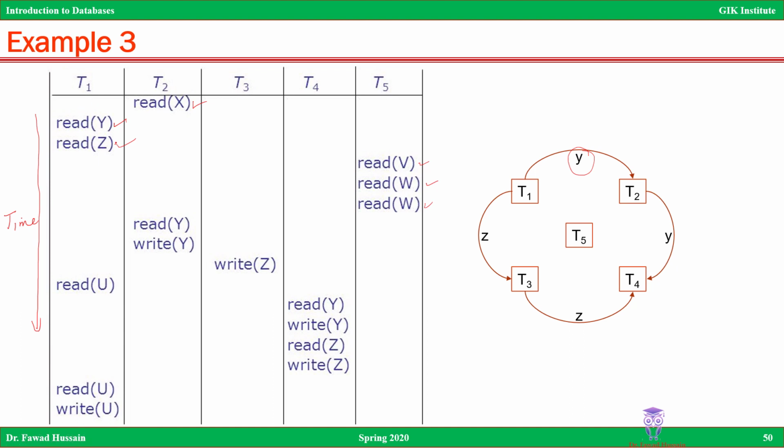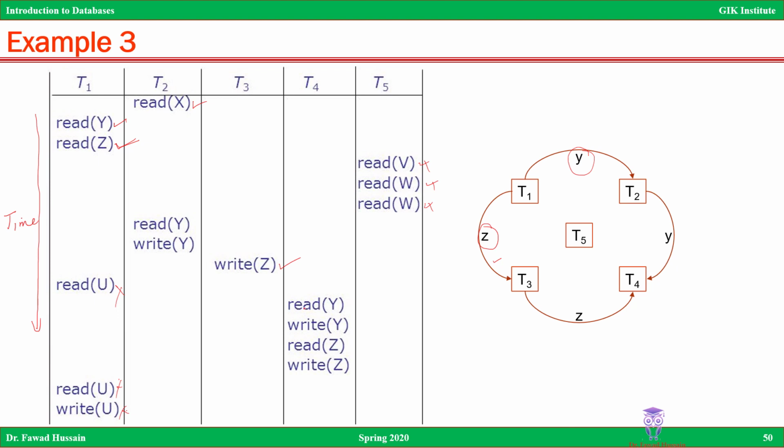You see over here that there's a read Z and there is a write Z. So T1 comes first and T3 comes second. So you have this edge over here, and the dependency is on Z. Then you have read U, and nobody else is talking about U, so forget about this. There's U and U over here, so these are unimportant to us because nobody else is using U, just as these were unimportant as well because nobody else was using V and W.